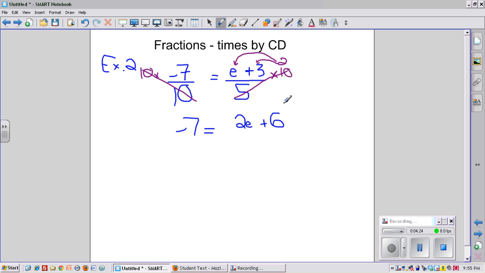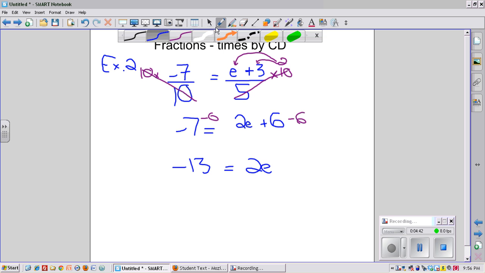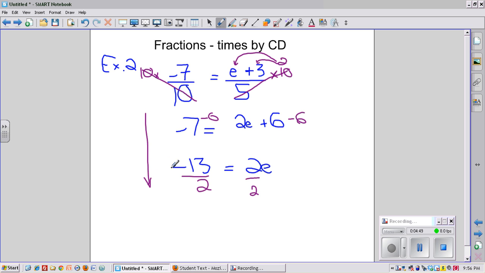So what's nice about this is that we get rid of both fractions all in one step, and then from here, it's pretty straightforward. We go negative 6 on both sides, and negative 13 equals 2e, and you know the rest. We get better at this as we go along because from here down it's almost the same in every problem. So we get negatives. We better not leave it like that; we better put it in a format like that.